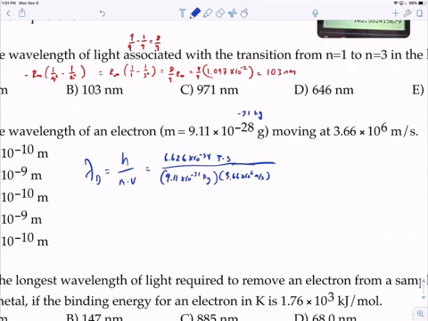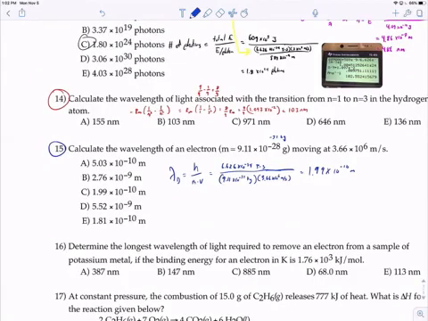I'm getting something close to 1.99 times 10 to the minus 10 meters. Yeah, there you go.